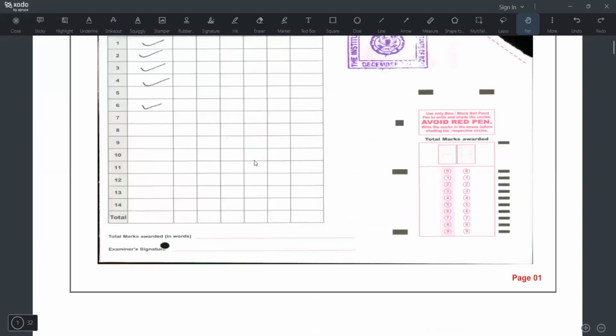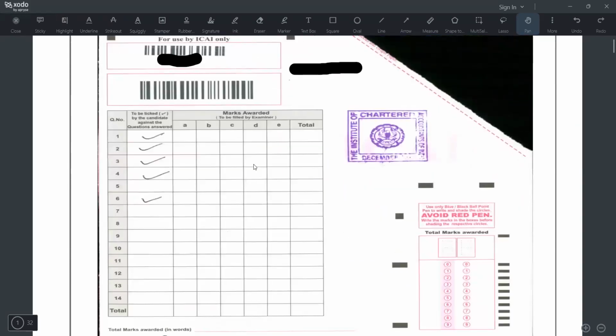In this first thing, whatever questions you have written, you just need to tick these boxes. Nothing else should be ticked. A, B, C, this you should not tick. You are not going to do this. You are only going to tick this part by the candidate against the question's answer.